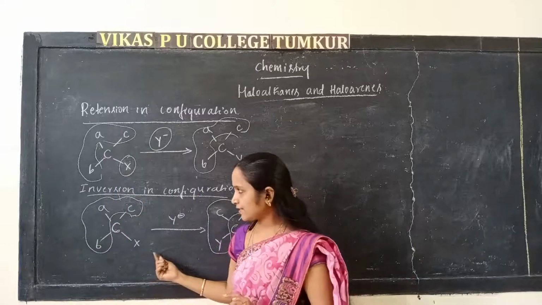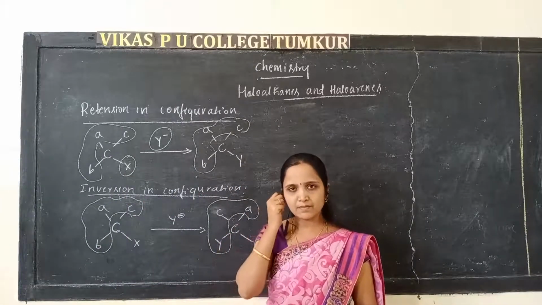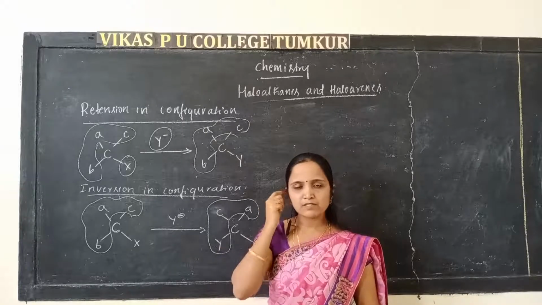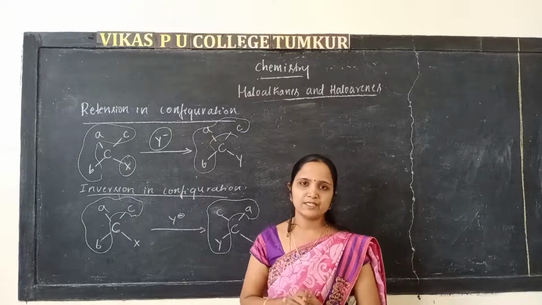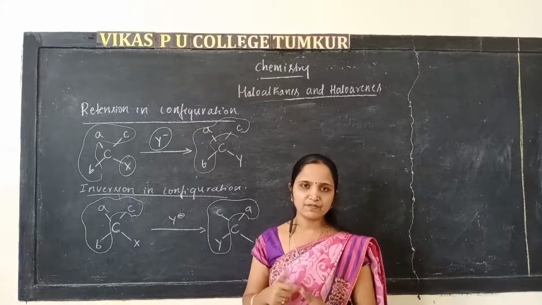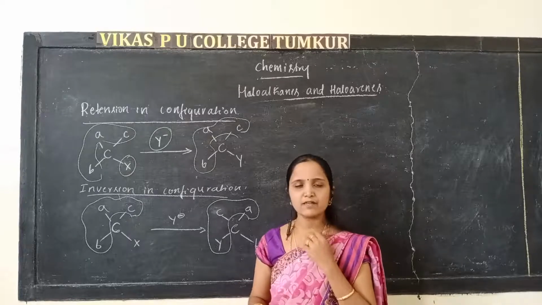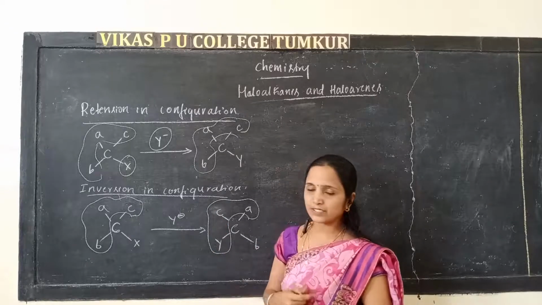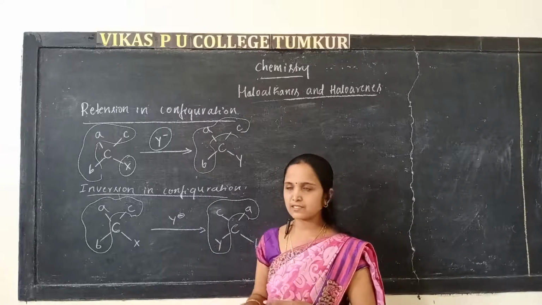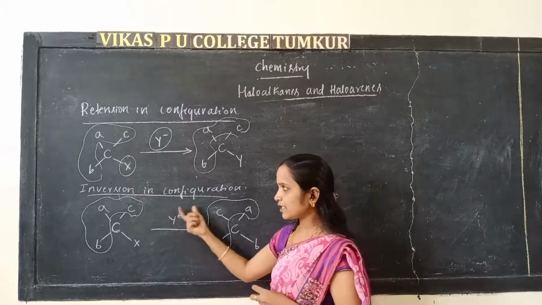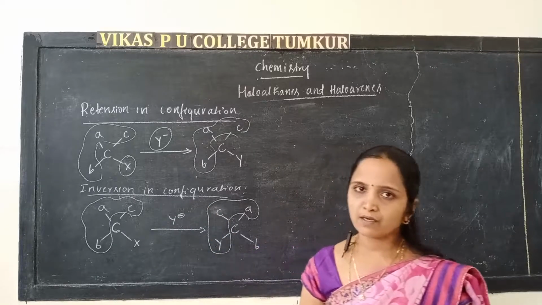This we can find in both the SN1 mechanism and the SN2 mechanism. In the SN1 mechanism it is 50-50, meaning either inversion or retention configuration is formed. But in the SN2 mechanism we find only inversion in configuration. The product we get has inversion in configuration.